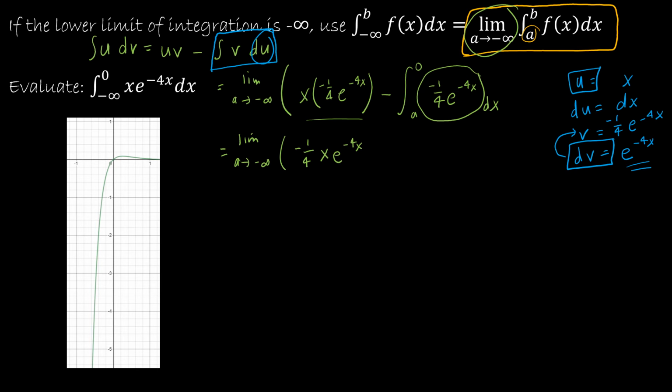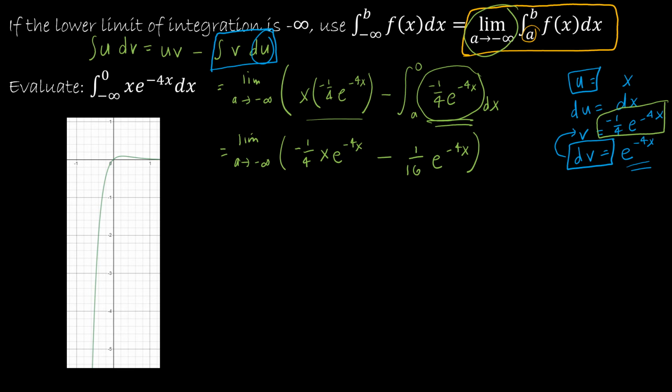So remember, I have to be able to take the derivative of something and end up here. So I would have to have positive 1/16 e to the negative 4x in order for me to take the derivative and end up here. And so that's going to give me this expression. Now what I've done is awesome because I no longer have any integrals, and now I can just start evaluating.